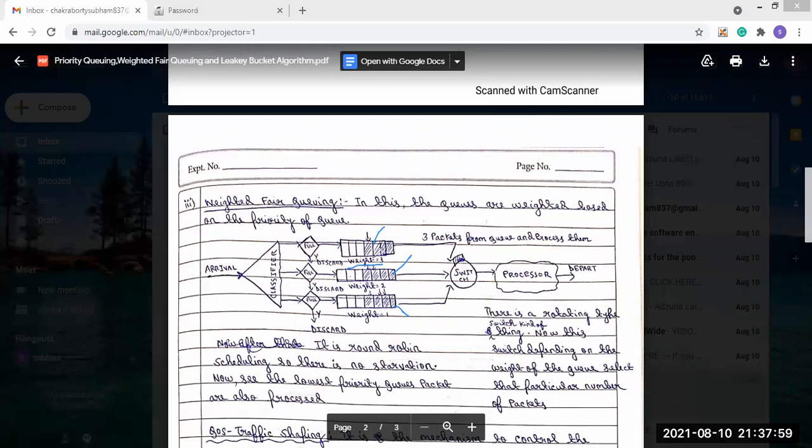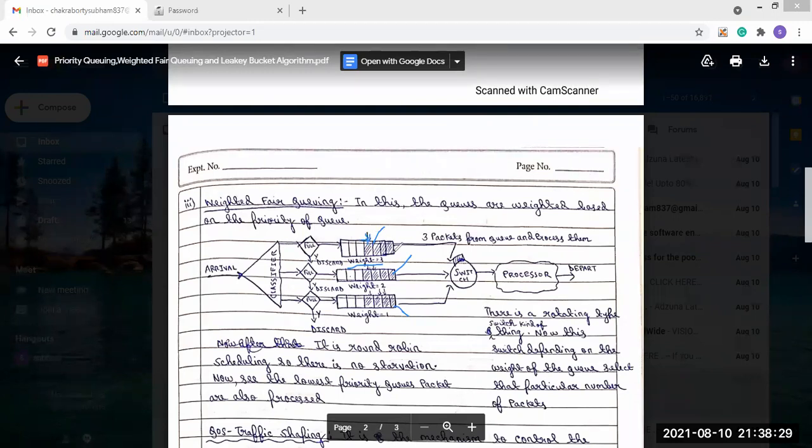So that means here you see 1, 2, 3, 4. Among them, 3 packets are chosen. How are 3 packets chosen? Because its weight is 3, and according to the weight, the packets are chosen. If it is 2, then 2 packets will be chosen. If it is 1, then 1 packet will be chosen. But here the weight is 3, so 3 packets are chosen. And here you see only 1 packet left.